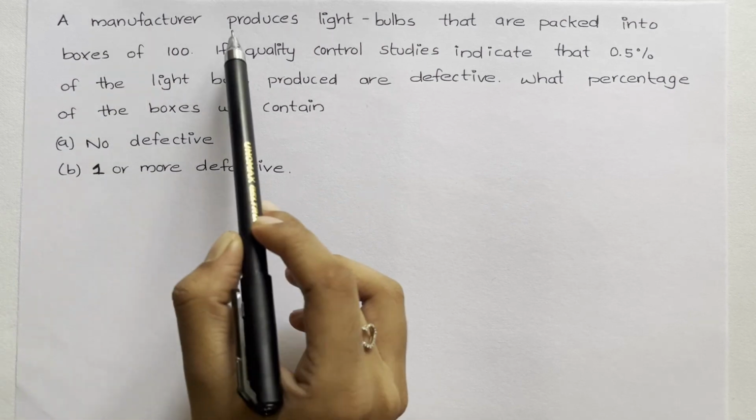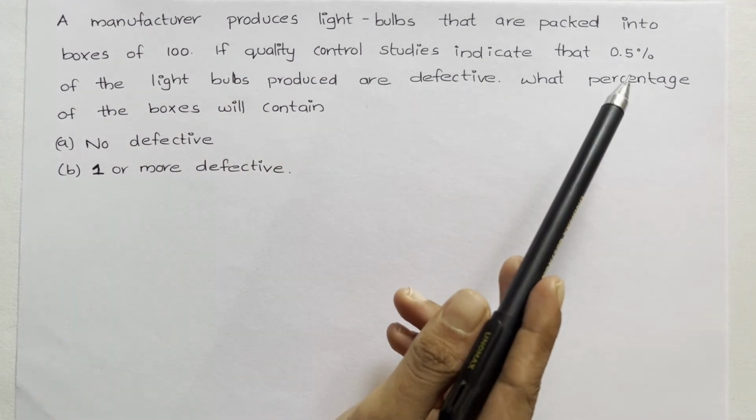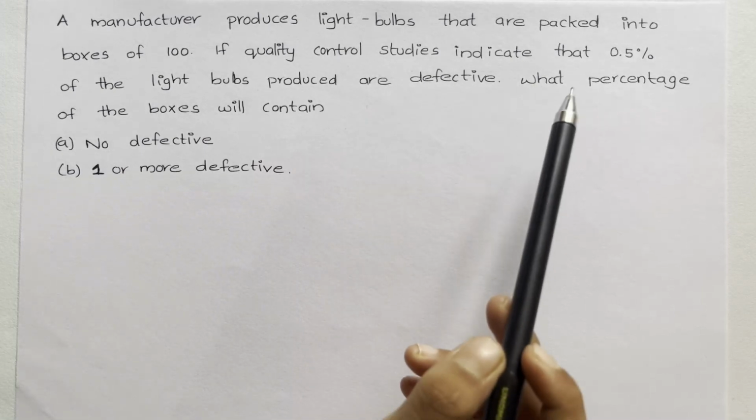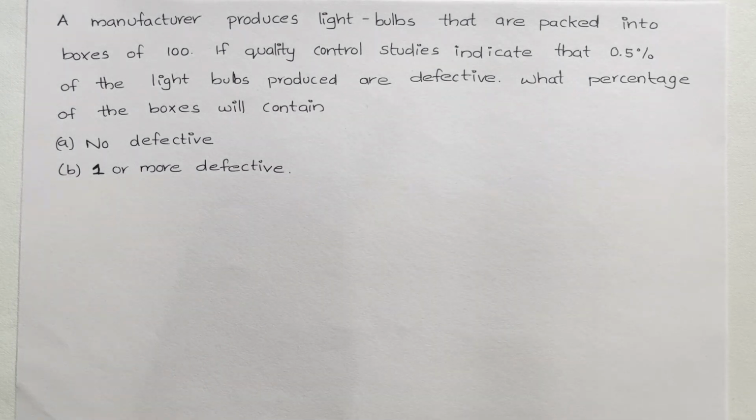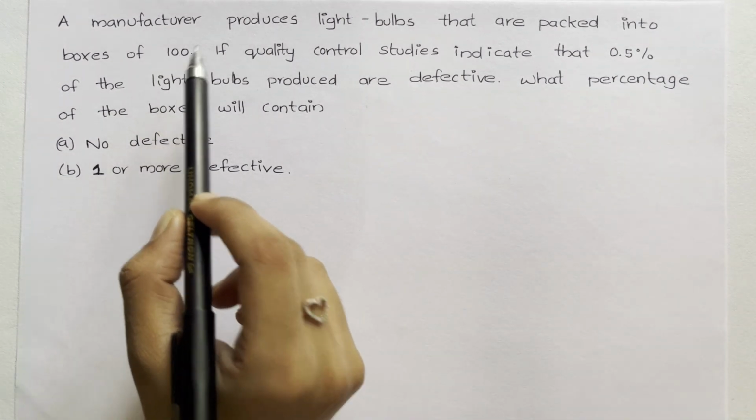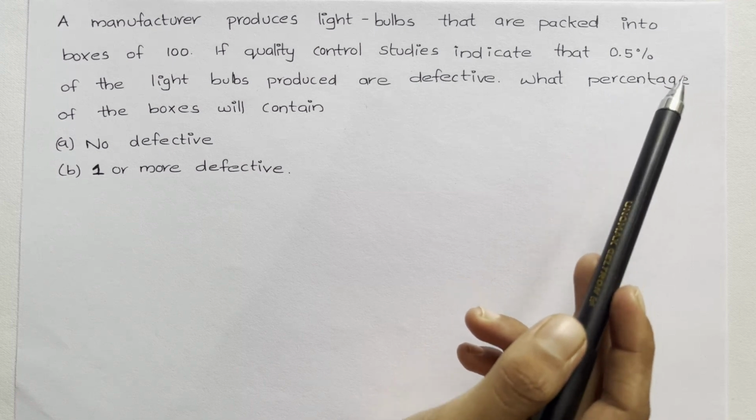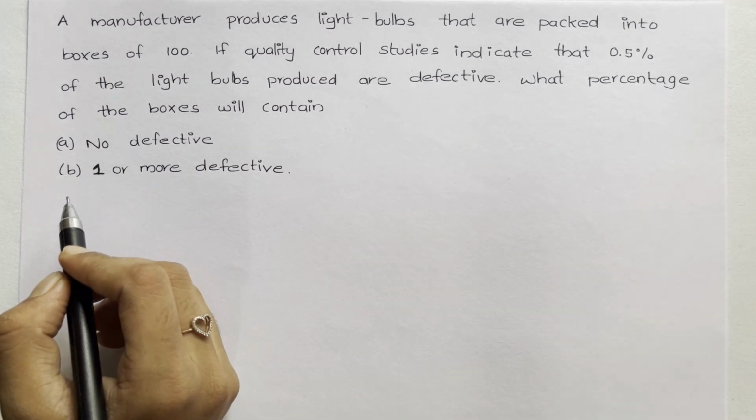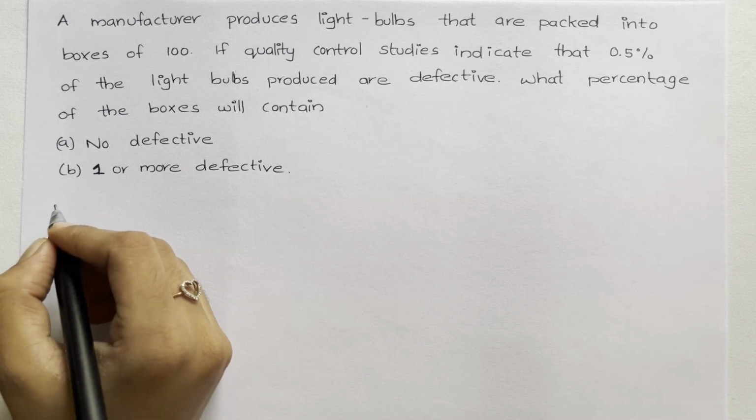Here, the question is: a manufacturer produces light bulbs that are packed into boxes of 100. If quality control studies indicate that 0.5% of the light bulbs produced are defective, what percentage of boxes will contain no defective, one or more defective? We know that when the number of trials becomes large and the probability of success becomes very small, we use Poisson approximation to the binomial probability distribution. Here, the number of light bulbs is 100 and the probability of a light bulb being defective is 0.5%, that is 0.005. The number of light bulbs is large and the probability of defective is very small, so we use Poisson approximation to the binomial probability distribution.